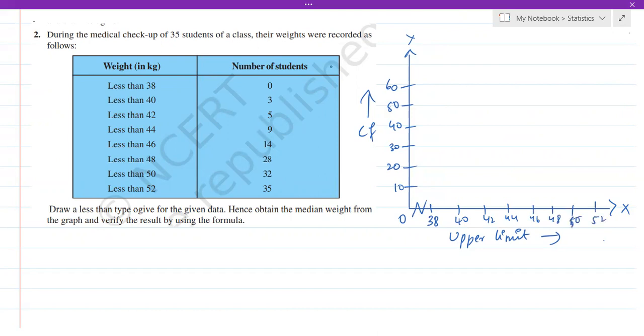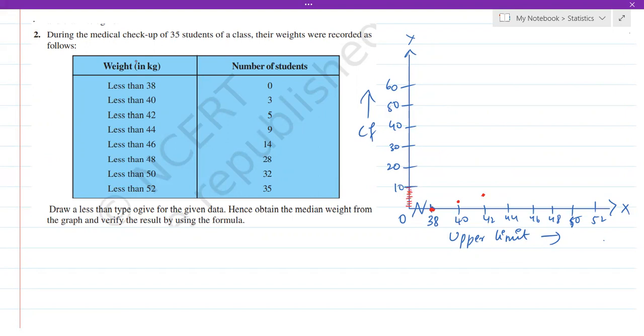This is a rough graph that I'm plotting. For 38, what is the corresponding CF? It is 0. So it will be here itself. Let me choose a different color for plotting. Then 40 and 3. The upper limit is 40 and the CF is 3, so somewhere here, third line. Then 42 and 5, somewhere in the middle. Between this, you will have 10 lines, 1, 2, 3, up to 10. So 5 in the sense, fifth line.